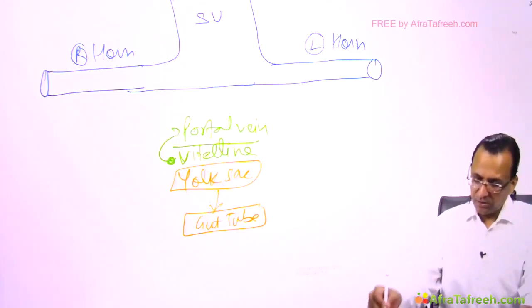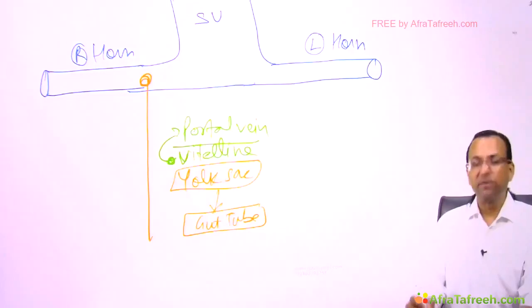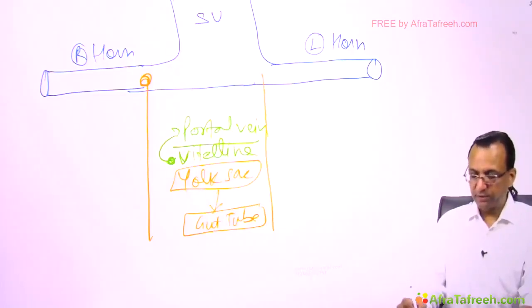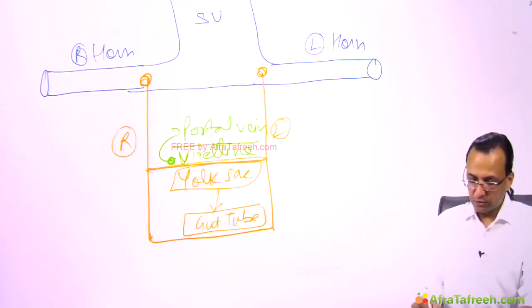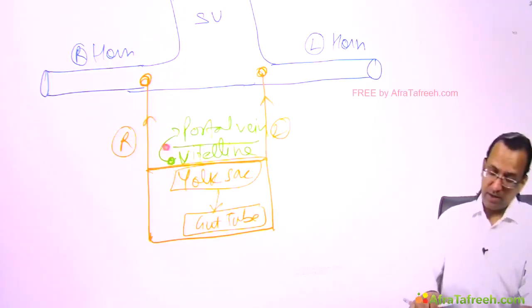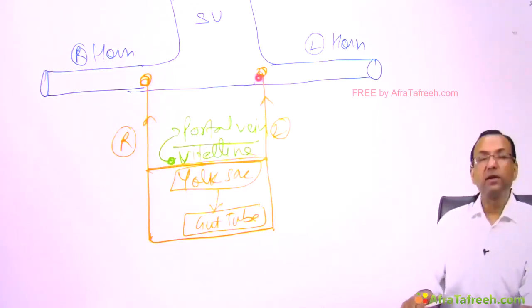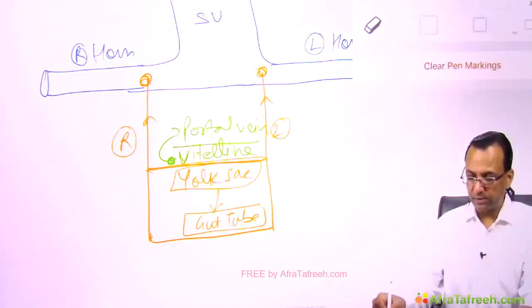I think we got a right-sided vitelline vein and left-sided vitelline vein. Yes, there is a right and left sided vitelline vein draining the yolk sac. This is the yolk sac, and you are draining by right vitelline vein and left vitelline vein where? Into the right horn and left horn of the sinus venosus, that is the sinus venosus.